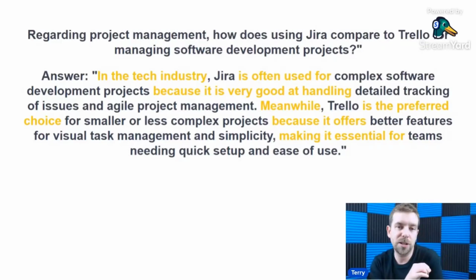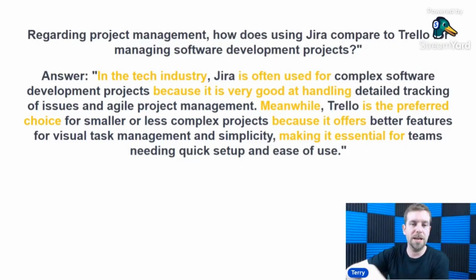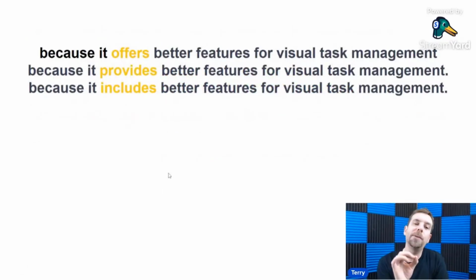In the tech industry, Jira is often used for complex software development projects because it is very good at handling detailed tracking of issues and agile project management. Meanwhile, Trello is the preferred choice, or the go-to choice, for smaller, less complex projects because it offers better features for visual task management simplicity, making it essential for teams needing quick setup and ease of use, right?